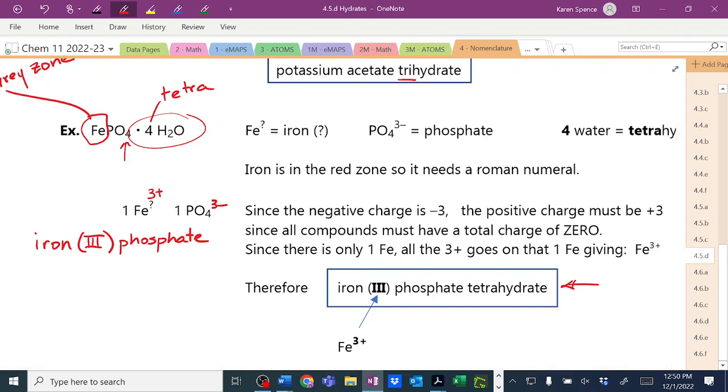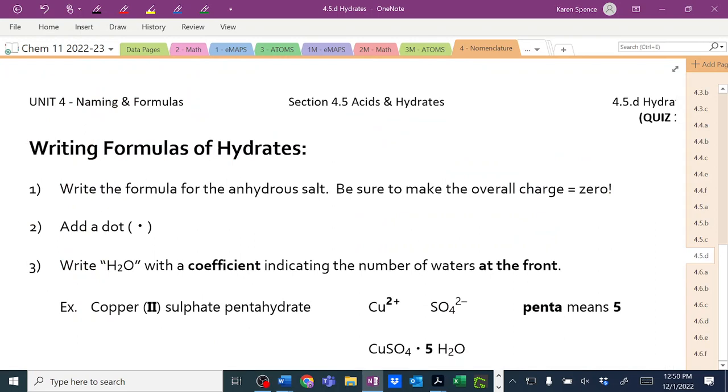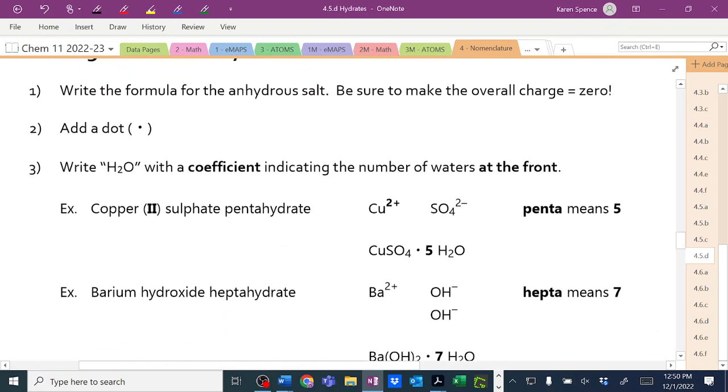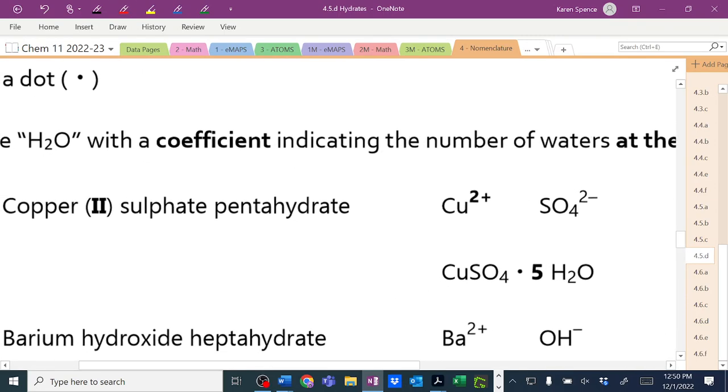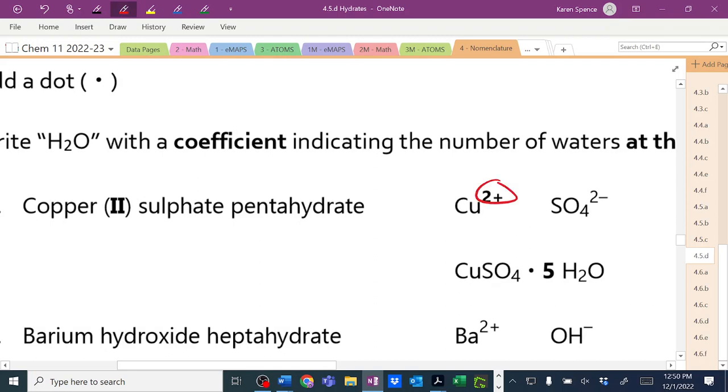Writing the formula. It's just like writing the formula for any ionic compound. You just have to add some waters on the end after a dot. So you would say, okay, I have copper sulfate. Cu is 2 plus. SO4 is 2 minus. So they already balance out. So I just have Cu, SO4. And then I have pentahydrate. So that means I have 5 waters. And don't forget, in this case, it's the formula, so you do draw the dot.